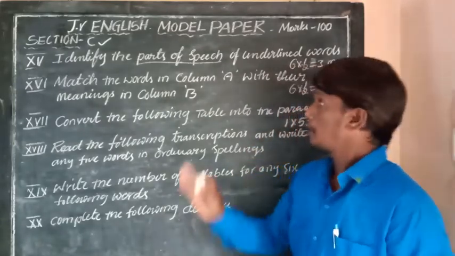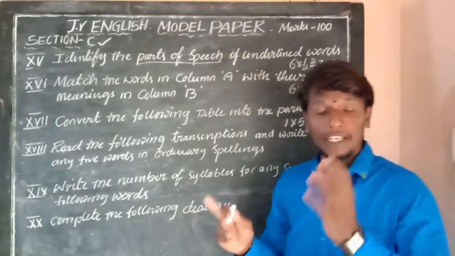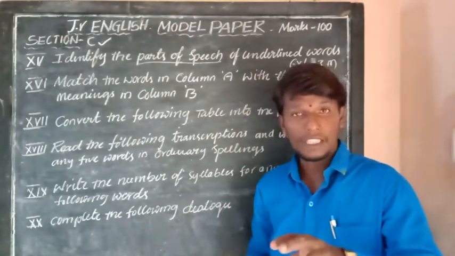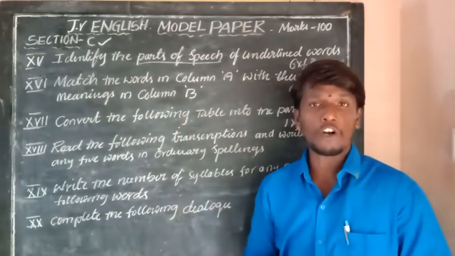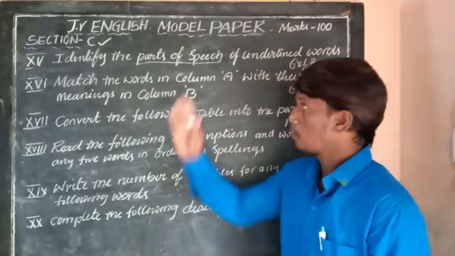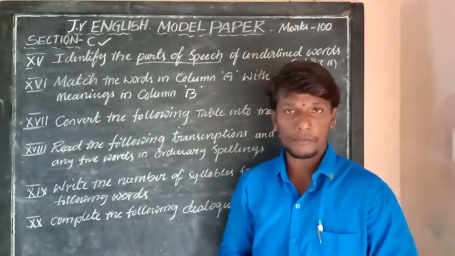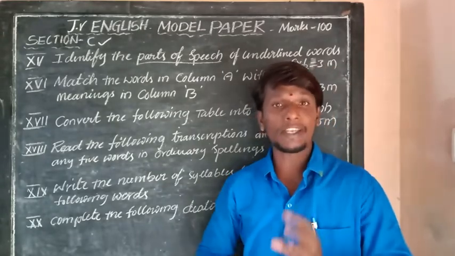So parts of speech is for 3 marks. That means you need to say the part of speech of the underlined word in 6 sentences. 6 into half is equal to 3 marks. Parts of speech is for 3 marks. Question number 15, parts of speech. Remember this point, question number 15 is parts of speech and parts of speech is for 3 marks.